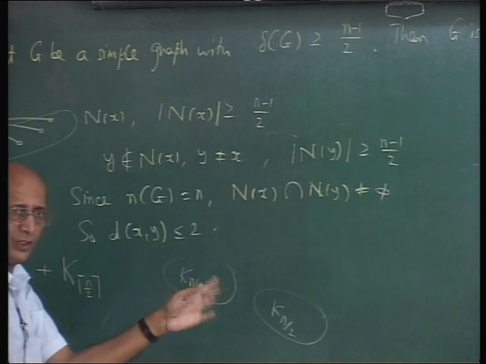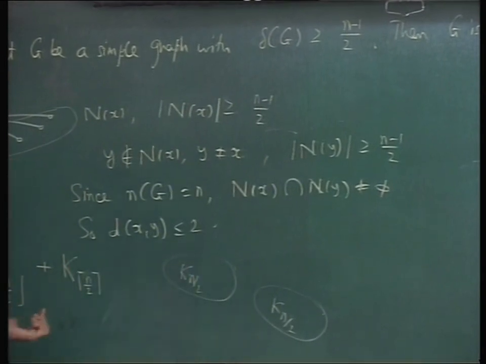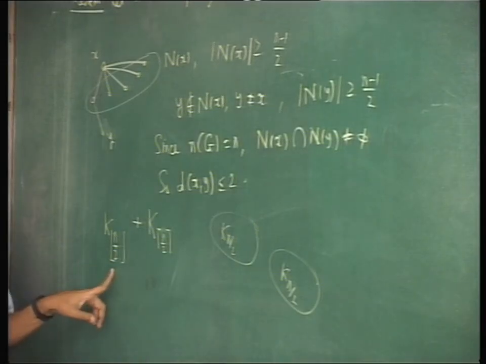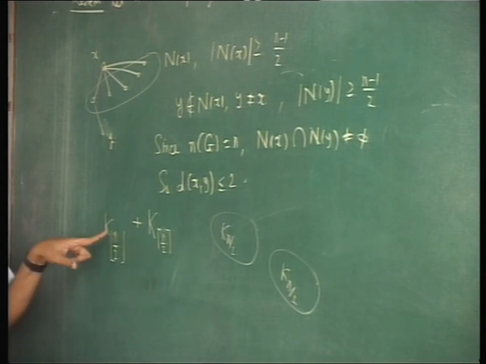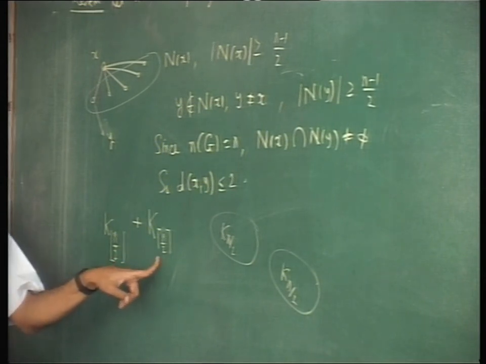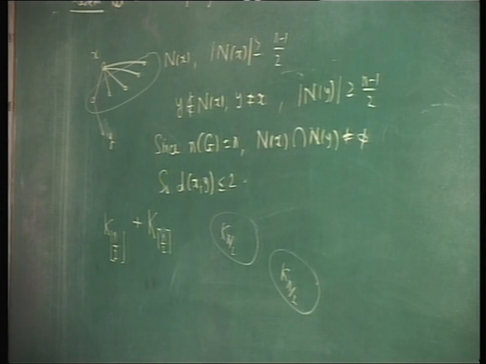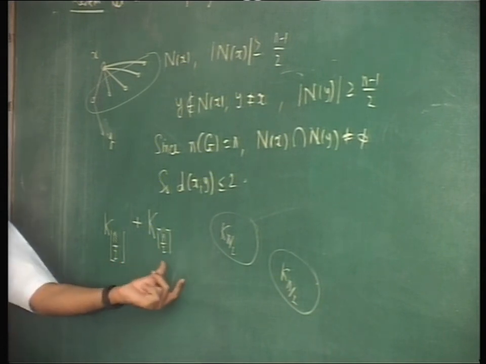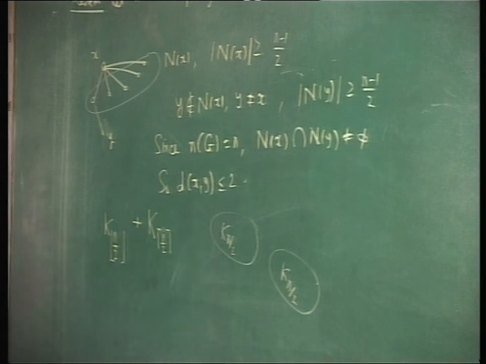Work it out when n is odd, the same kind of thing. When n is odd, these numbers are different. Have I introduced these functions already? Yes, this is the floor function and that is the ceiling function. Okay? So if n is odd, this is n minus 1 upon 2 and that is n plus 1 upon 2. Okay? So that is for connectedness.